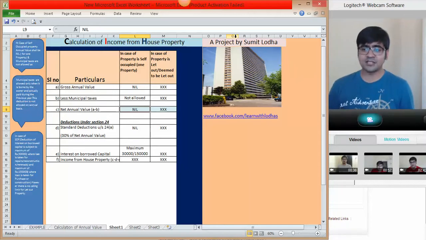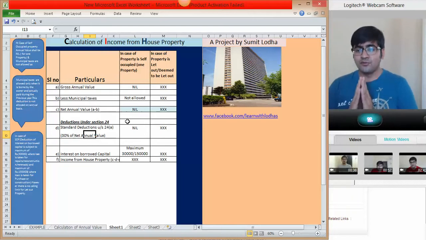Moving ahead to deductions, the first deduction is 30% of net annual value, as you can see in Section 24(a). Since the net annual value is nil, 30% of this amount will always be nil. So in this case also you won't get any standard deduction for repairs if you are using your house property for your own residence.